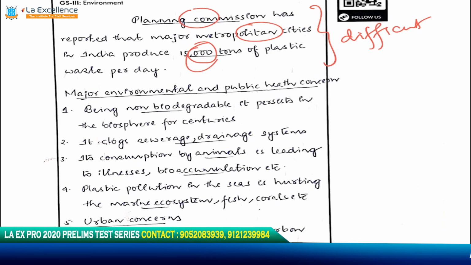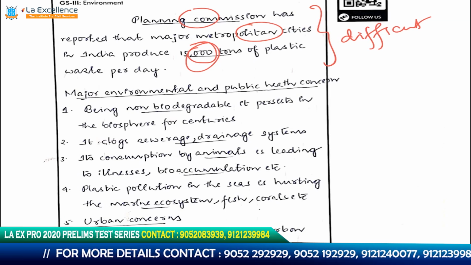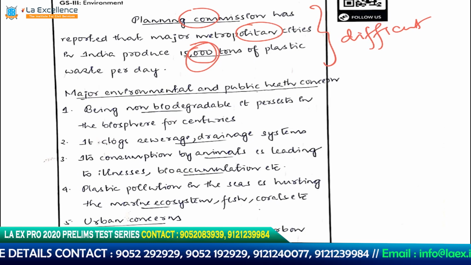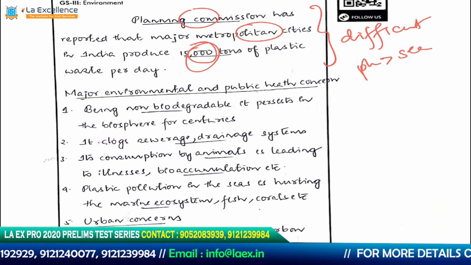Remembering 15,000 tons, remembering that the planning commission report which has come up in so and so year has given this metric, that part becomes really difficult. So don't worry about it. You can start with simple metrics such as plastic waste will overcome the number of fish in the sea.